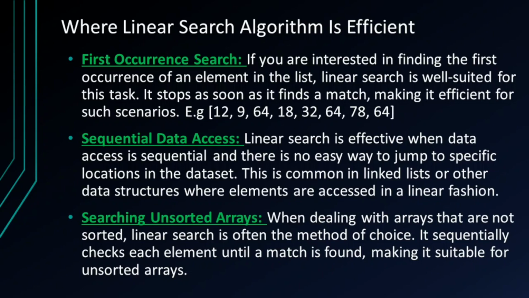And then last but not least is in searching unsorted arrays. So when dealing with arrays that are not sorted, linear search is often the method of choice here because it will sequentially check each element until a match is found. When we have sorted arrays, we have the binary search algorithm, which works better in sorted arrays. But in unsorted arrays, linear search algorithm is one of the best algorithms to actually consider.